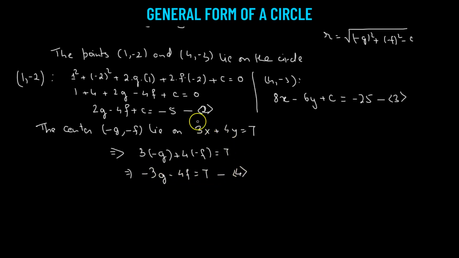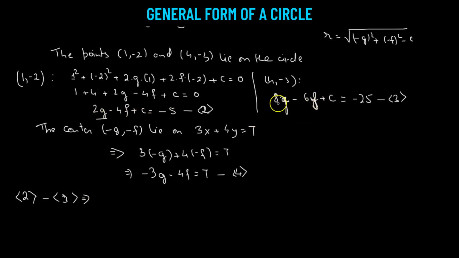Fine. Now we'll use equations 2, 3 and 4 to find the values of g, f and c. First we'll use equation 2 and equation 3. We'll take equation number 2 and subtract equation number 3 from it. So that's going to give us, so we have 2g. So this is a mistake here. This is actually g and this is going to be f.